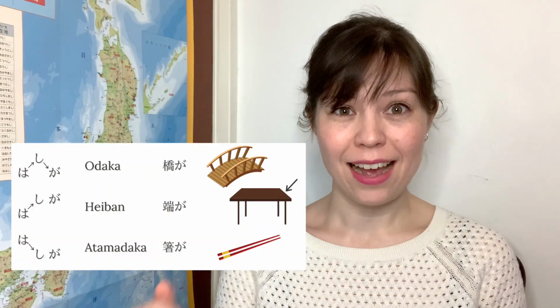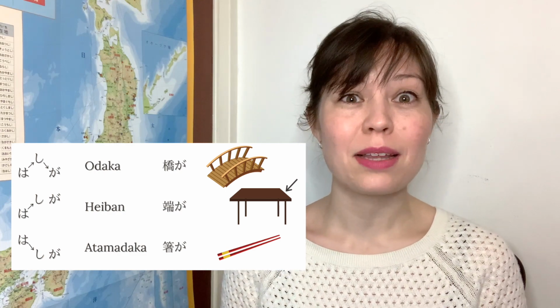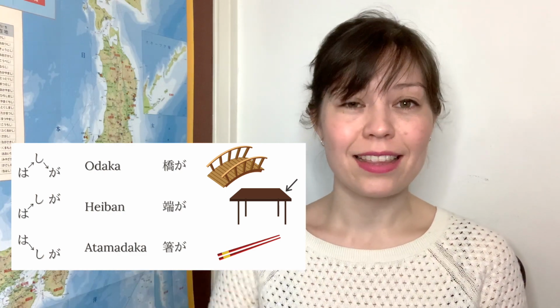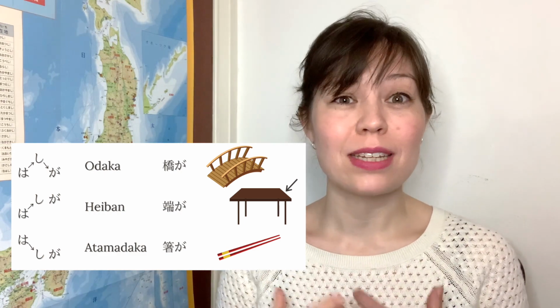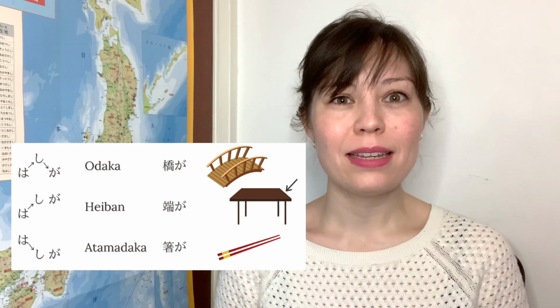Hashi can mean bridge, chopsticks, or edge, depending on the accent pattern and the context. If you just hear the word by itself, you might think there are only 2 possible patterns, hashi and hashi. But it's easier for us to know which accent pattern this word falls into when there is a particle that follows it. Let's use ga as our particle. Hashi ga with the odaka pattern means bridge. Hashi ga, the heiban pattern, means the edge. Hashi ga, which falls into the atamadaka pattern, means chopsticks.